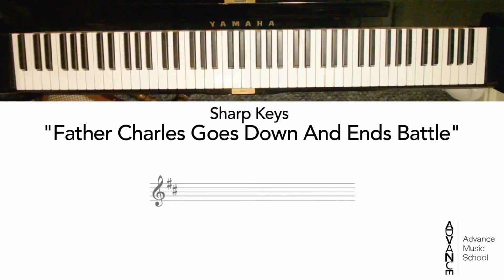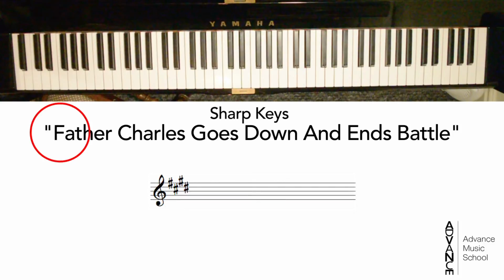If a key has 2 sharps, the sharps will be F sharp for Father and C sharp for Charles. If a key has 4 sharps, these sharps will be F sharp for Father, C sharp for Charles, G sharp for Goes, and D sharp for Down.